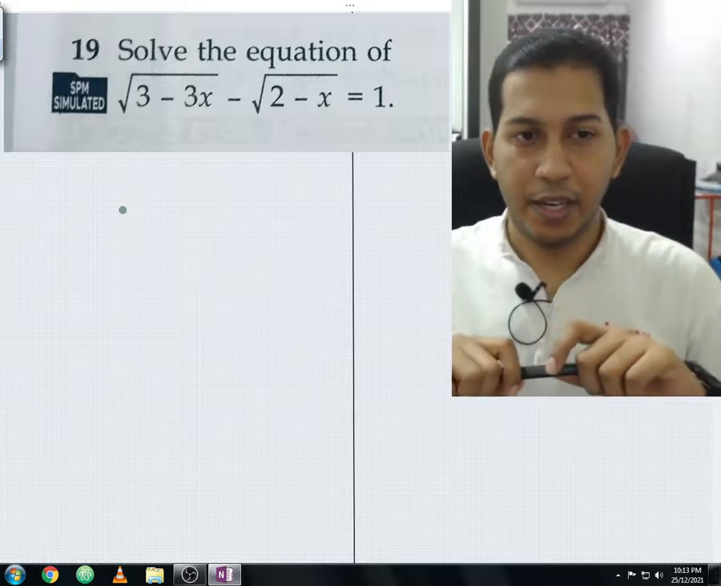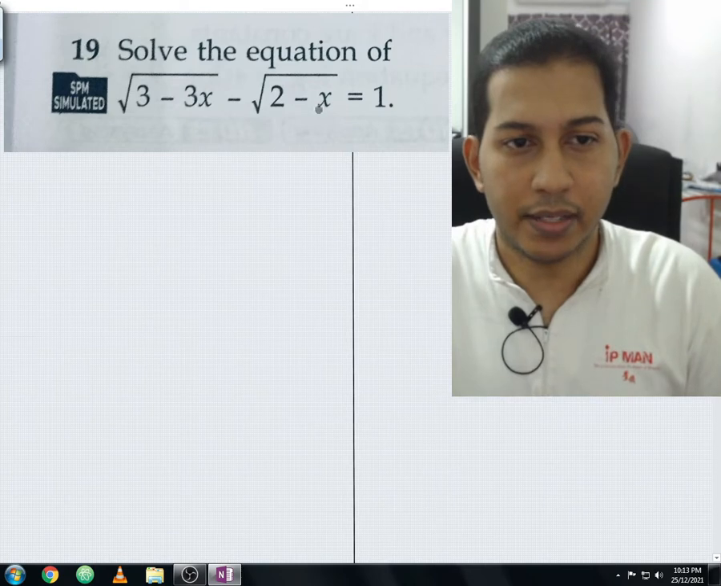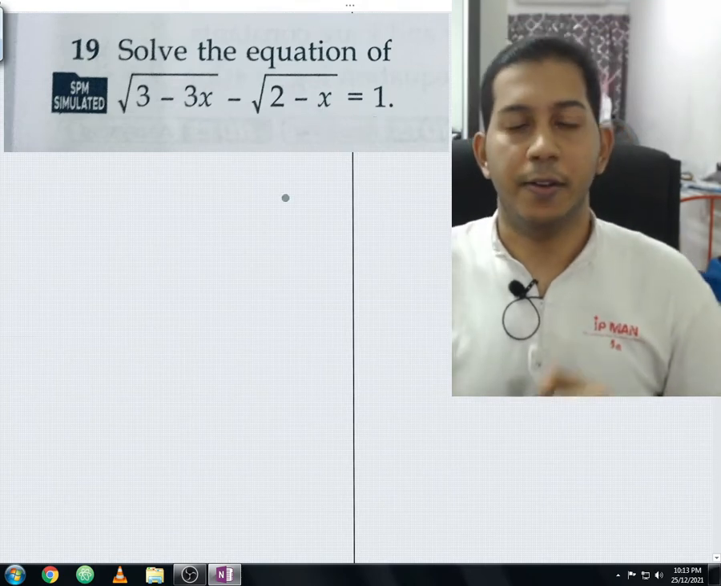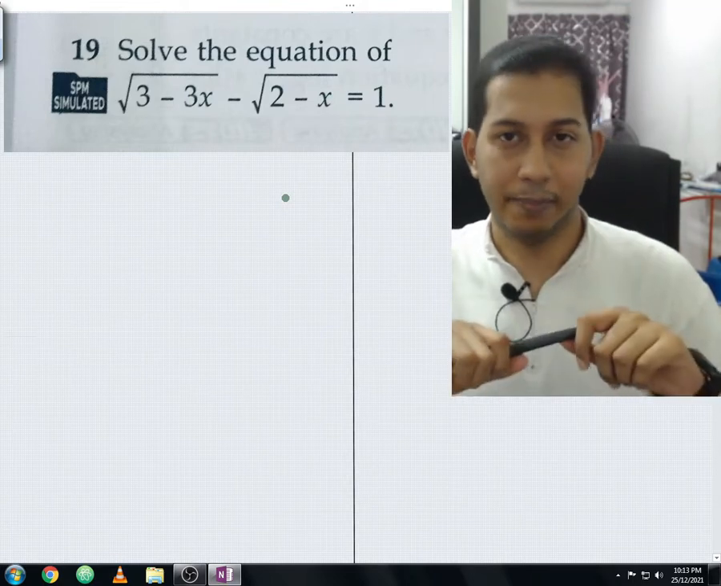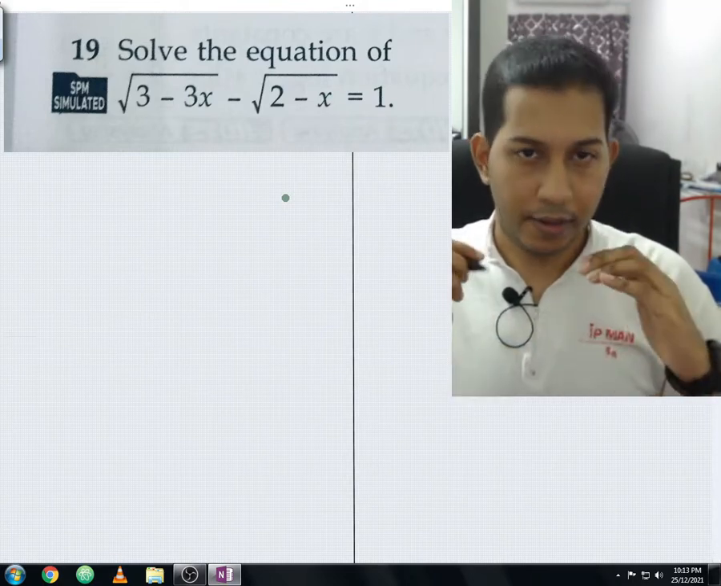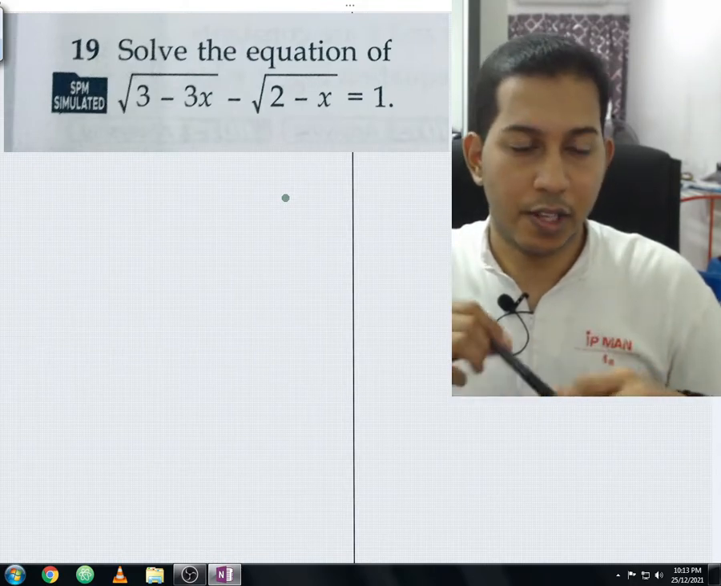Let me read the question now. Solve the equation √(3 − 3x) − √(2 − x) = 1. Okay, so this example is slightly difficult compared to the previous two examples, but it is possible for us to solve this question. So without further delay, let us start to solve this question.